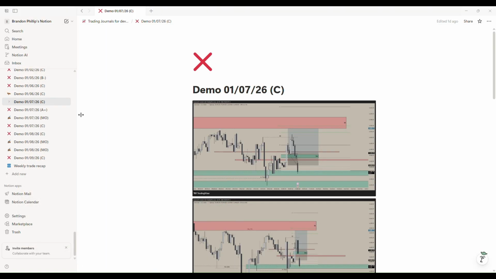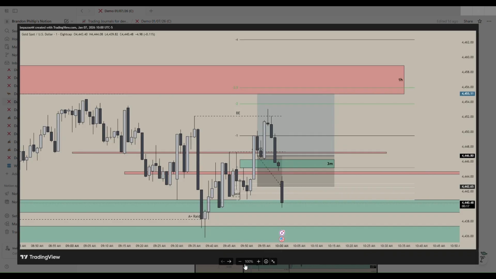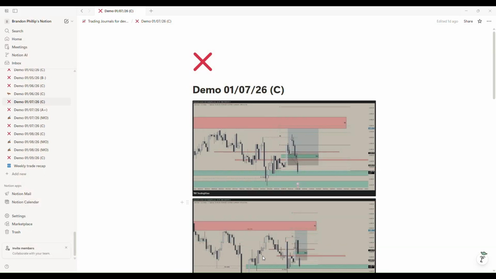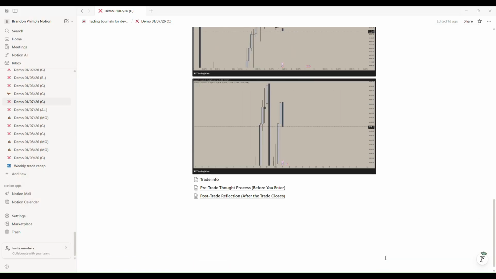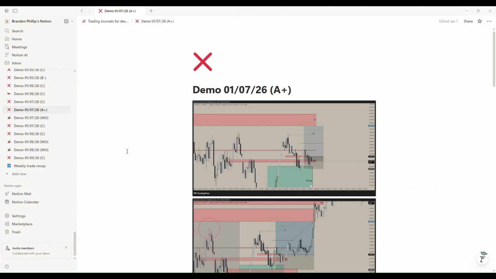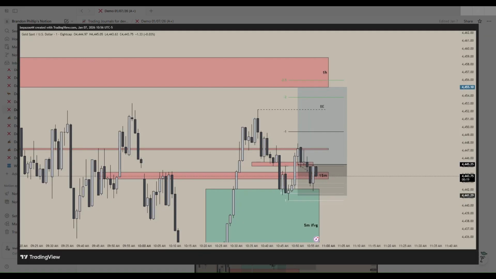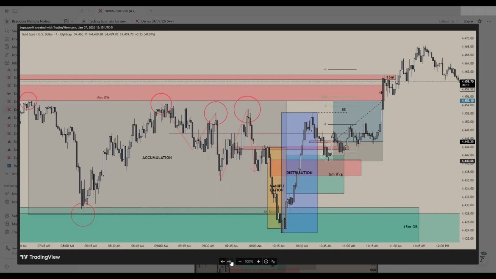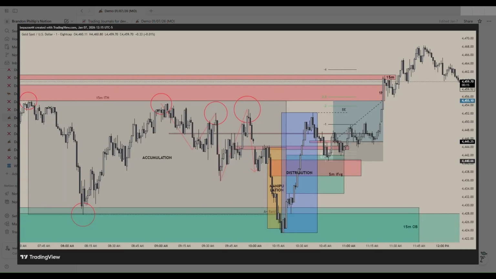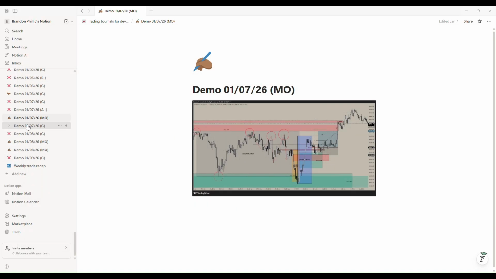I'm gonna talk about this one anyway. Okay, I'm trading accumulation for this one. I'm pretty sure my stop loss is also too small for this one as well. Yeah, my stop loss is too small for this one. This one, I missed the trade because the stop loss is too small.